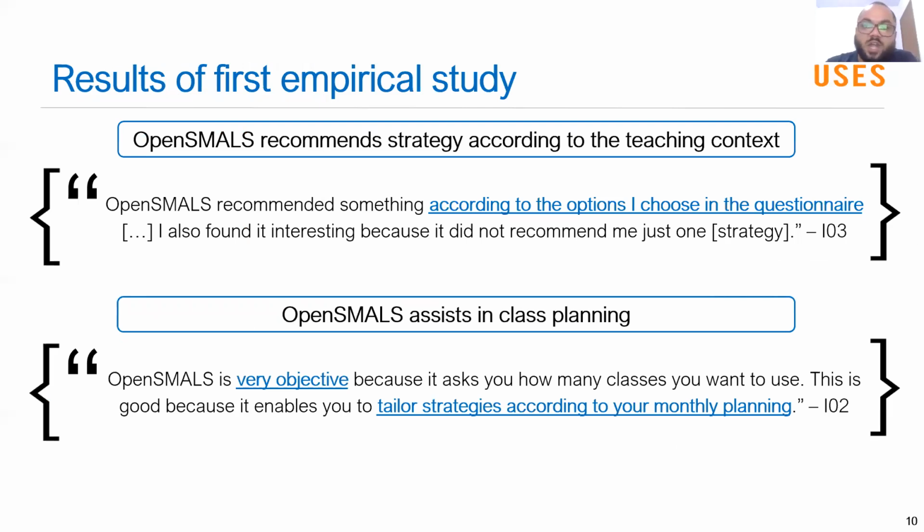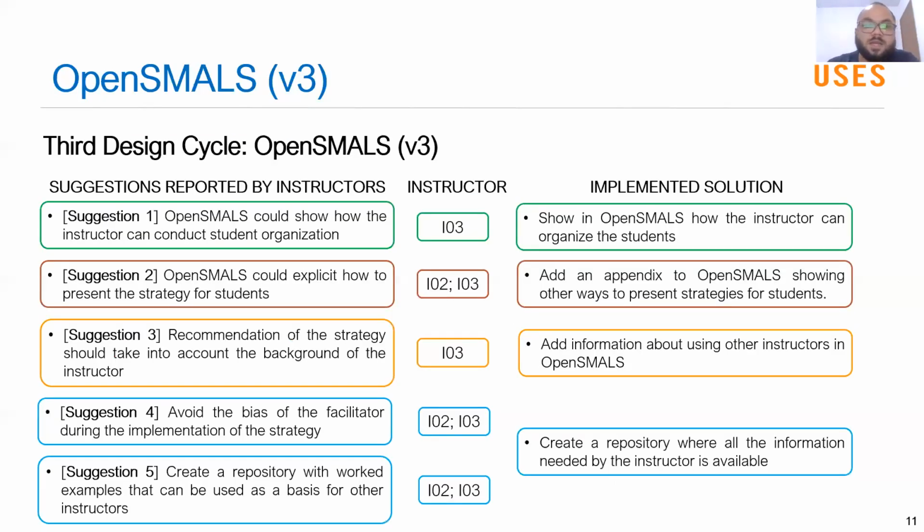In the first empirical study, we found some positive evidence reported by instructors in using OpenSmall. For example, OpenSmall assisting in class planning, and OpenSmall recommending a strategy according to the teaching context, reported by instructor 2 and instructor 3. The results of the first empirical study provide a lot of evidence about how to improve it. For example, suggestion 5, create an OpenSmall with work design. Suggestion 3, the recommendation of strategy should take into account the background of the instructor.